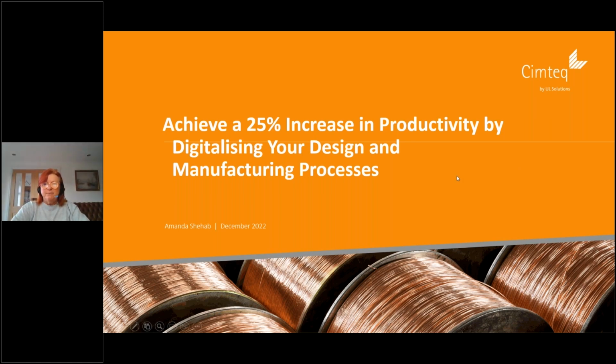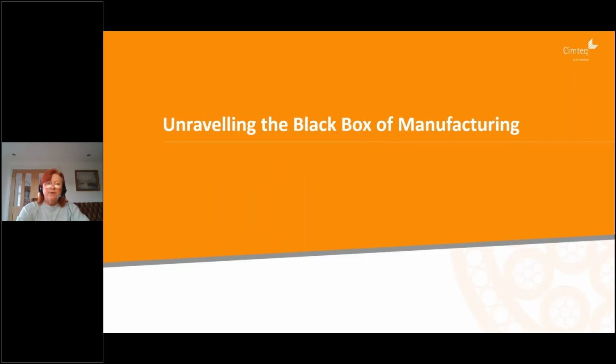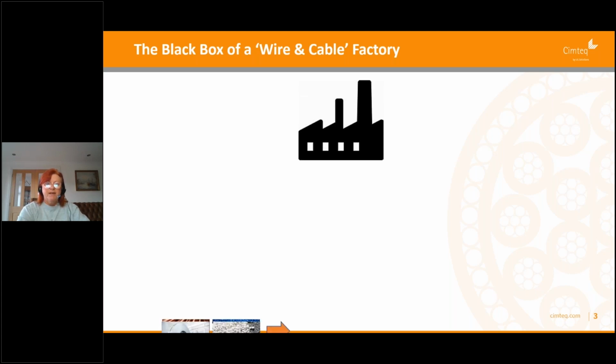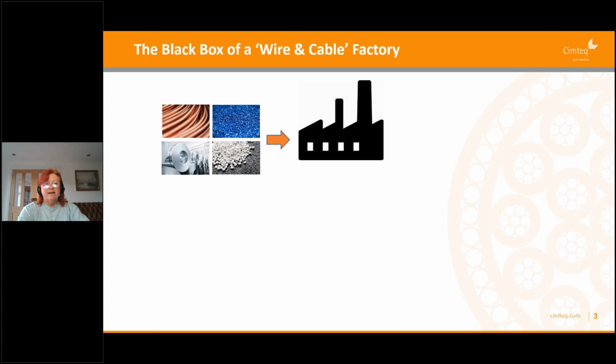So first of all, a big welcome to everybody and thank you for attending this webinar. We're going to start off by having a look and trying to unravel the black box of a cable manufacturing factory. So looking at the very, very big picture, we have a wire and cable factory, and into that factory we have raw materials, so copper, aluminium, compounds, all the mix of materials that feed into that factory to give us the final products.